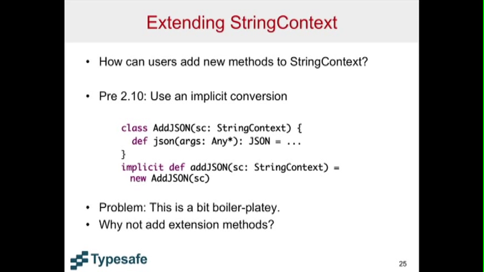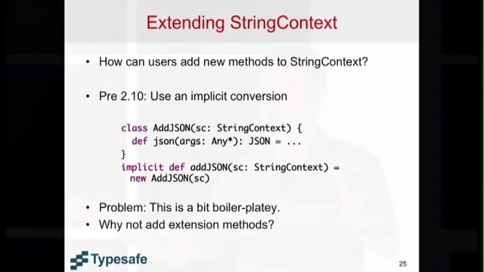And that would be a class that essentially is a wrapper class for my string context. And then I have an implicit conversion that says, well, if you give me a string context, I give you a JSON object. I give you the wrapper class. And the Scala compiler knows that when it sees a call to JSON on a string context, it will have to insert this implicit conversion. It will do so implicitly.